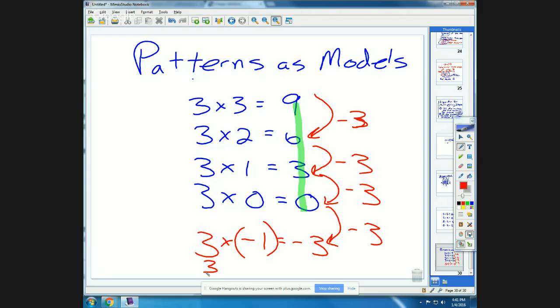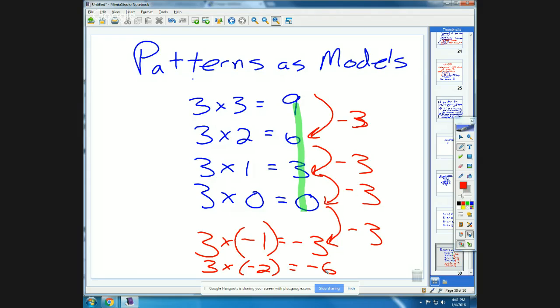So then we can say, does this tell us what 3 times -2 is? And yeah, we've dropped by 3 again. -3 minus 3 is going to be -6. So we can use patterns to generate these things too.